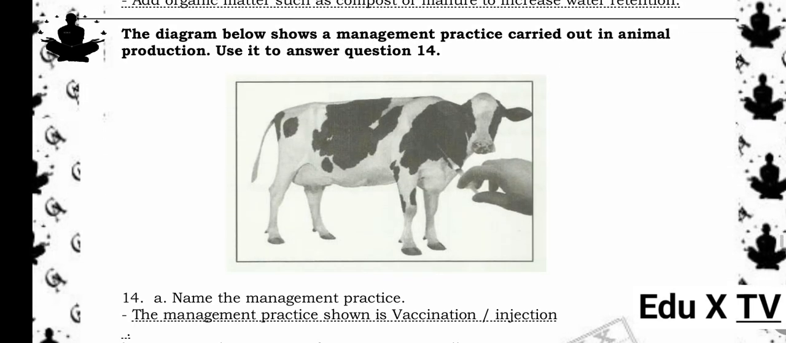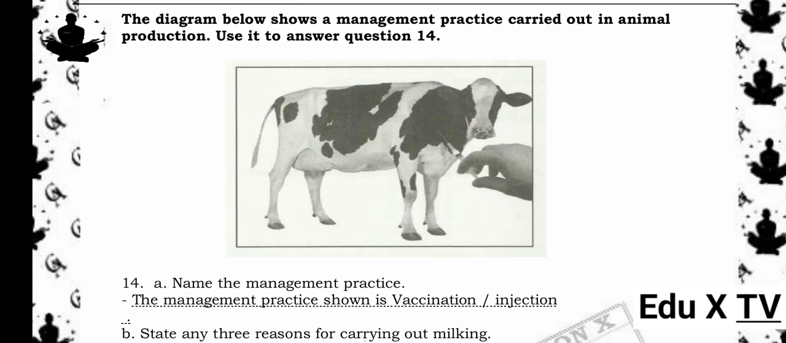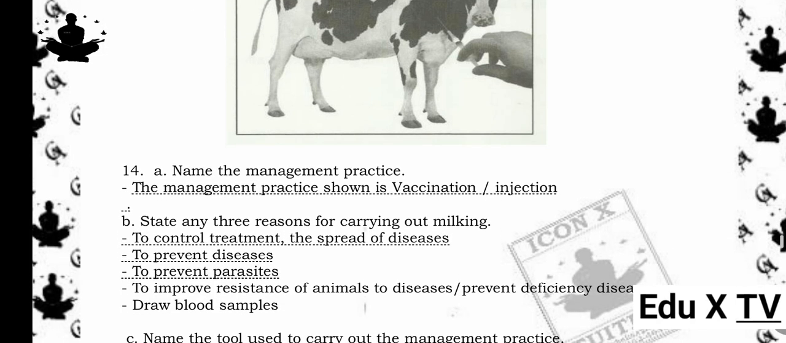The diagram below shows a management practice carried out in animal production. Use it to answer question 14. 14. A. Name the management practice. The management practice shown is vaccination, injection. B. State any three reasons for carrying out vaccination. To control the spread of diseases. To prevent diseases. To prevent parasites. To improve resistance of animals to diseases, prevent deficiency diseases.